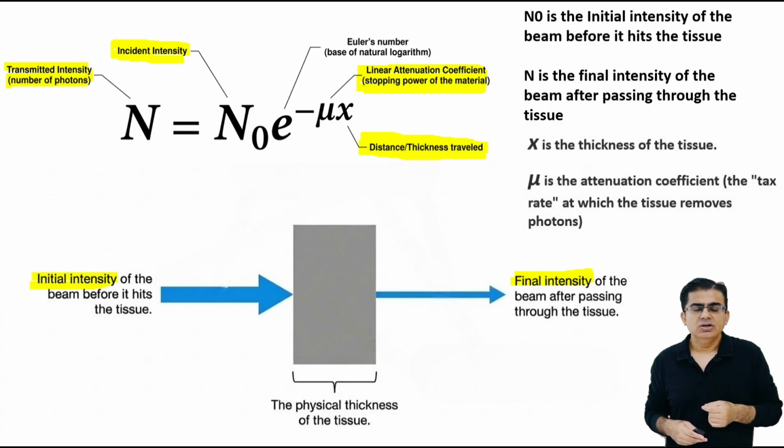I want you to think of mu as that exact literal tax rate we just discussed. It dictates the specific percentage rate at which the particular tissue removes X-ray photons. By using this simple equation, we can mathematically predict exactly how much energy will reach the deep tumor.